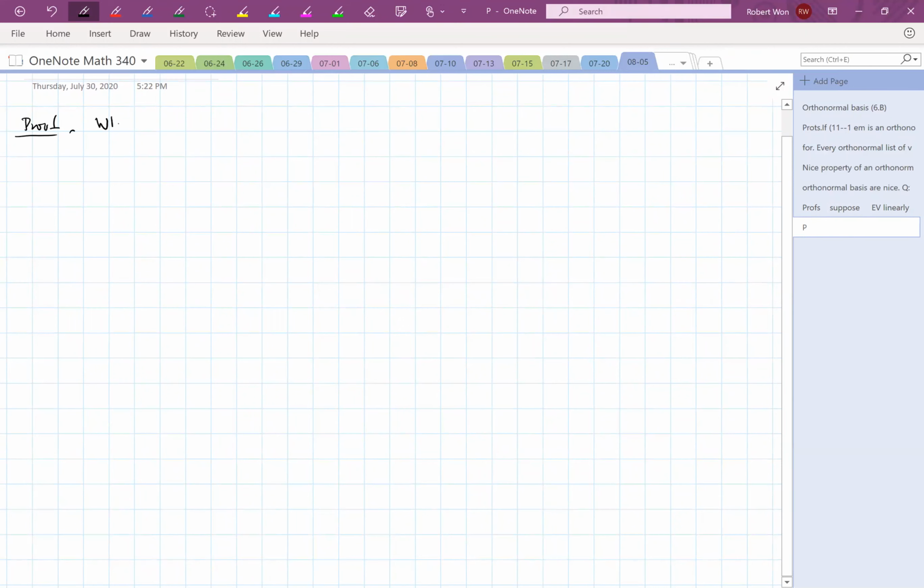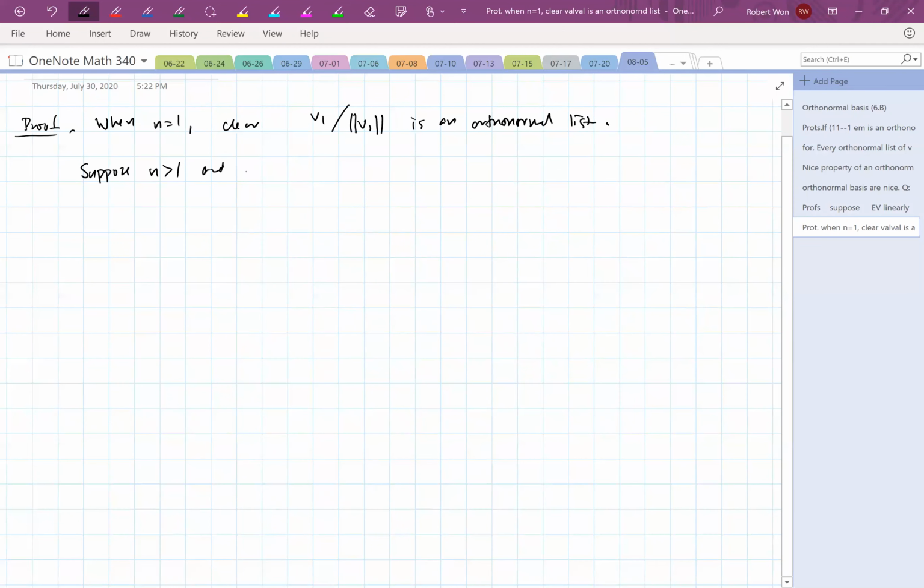Okay, so when n equals 1, if you just have one vector, then it's clear that v1 divided by its norm is an orthonormal list. That's a single vector with length 1, it's an orthonormal list. Okay, so suppose that n is greater than 1 and assume by induction that the algorithm works for any collection of n minus 1 vectors.